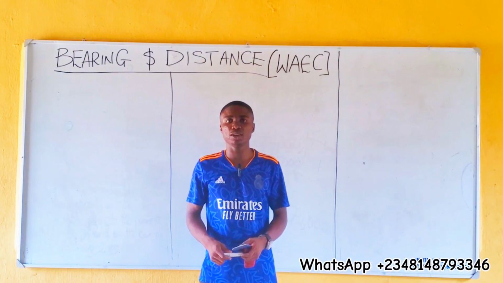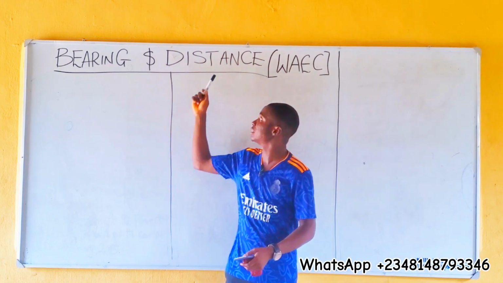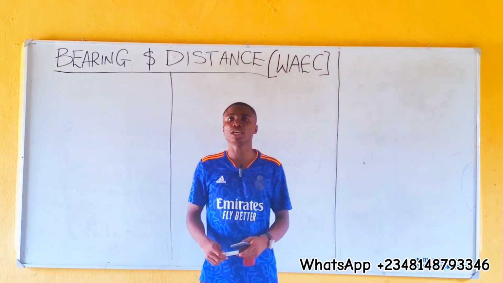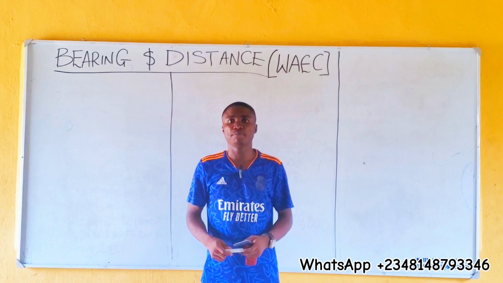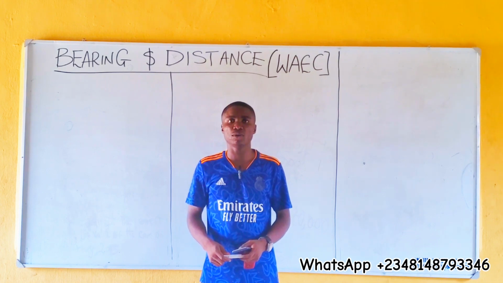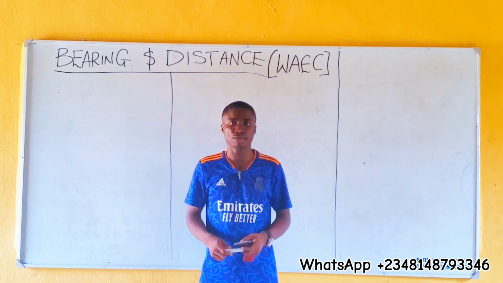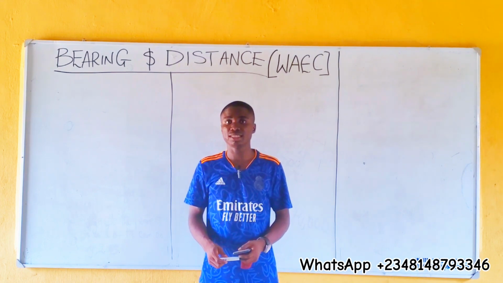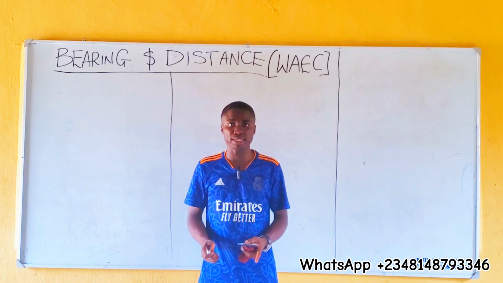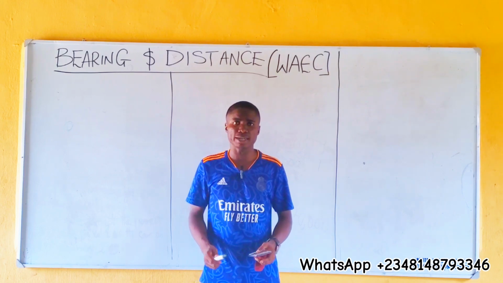So today we will be dealing with bearing and distance. So then, what is bearing? Bearing is the angle in degrees measured in clockwise direction from the north. And then, what is distance? Distance is the space between 2 points.